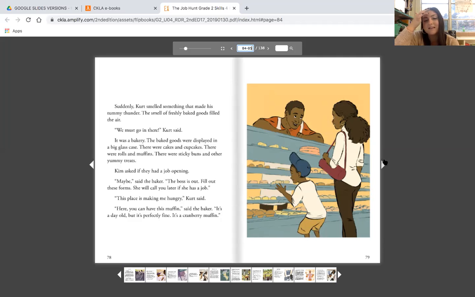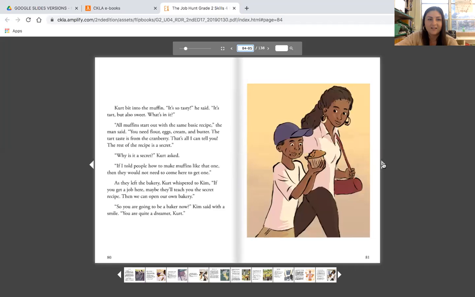"This place is making me hungry," Kurt said. "Here, you can have this muffin," said the baker. "It's a day old, but it's perfectly fine. It's a cranberry muffin." Kurt bit into the muffin. "Oh, it's so tasty. It's tart, but also sweet. What's in it?" "All muffins start out with the same basic recipe," the man said. "You need flour, eggs, cream, and butter. The tart taste is from the cranberry."